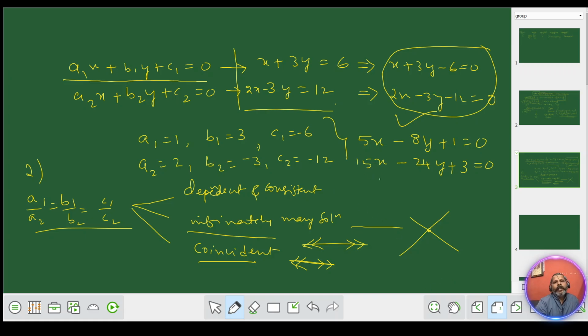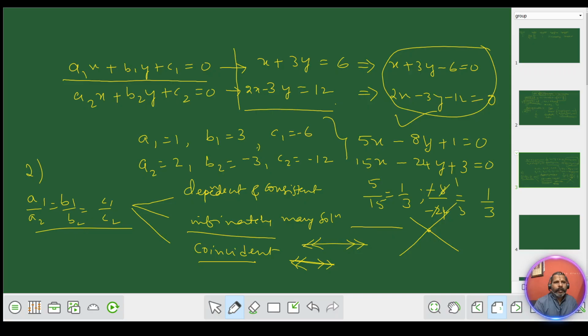Let's find the A1 by A2 ratio. A1 is 5, A2 is 15. Cancellation gives 1 by 3. B1 by B2: always take it with sign when you extract the A, B, C values. 8 by minus 24 is again minus, and the minuses cancel. 8 ones are 8, 8 threes are 24, which gives 1 by 3.